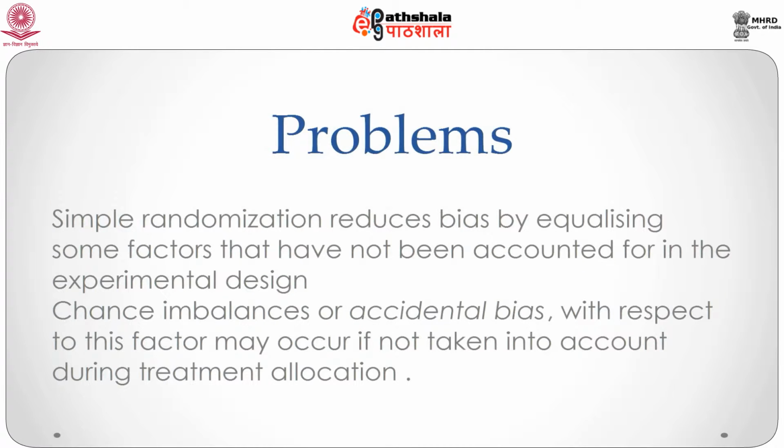So, a possible problem with simple randomization is that simple randomization in principle will reduce bias by equalizing on factors that have not been accounted for in the treatment design. So, say for example, if gender is an important factor, in the long run we would expect that on average the gender distribution is similar in both groups. However, there is always a chance of imbalance, which is called accidental bias, which can occur if the gender of the person is not taken into account in the treatment allocation procedure.